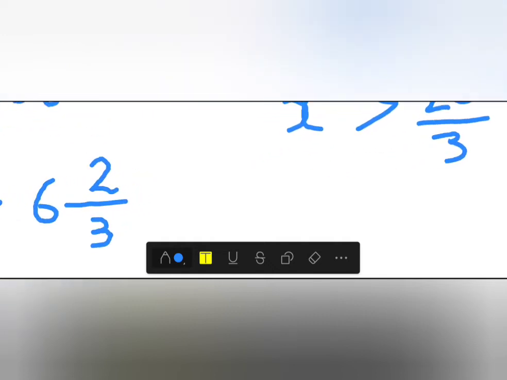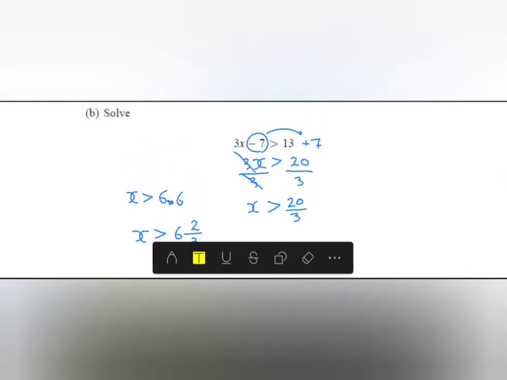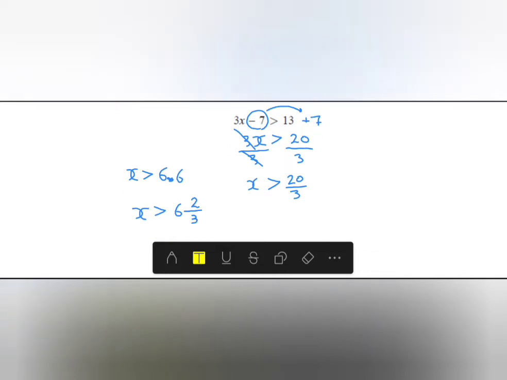Now, this is the idea of answering a question like this. So solving inequalities means what? It means you want to find what's x, and you want to make x alone. And all the numbers, you can put them on the other side and calculate them together. Now let's move on to the next question.